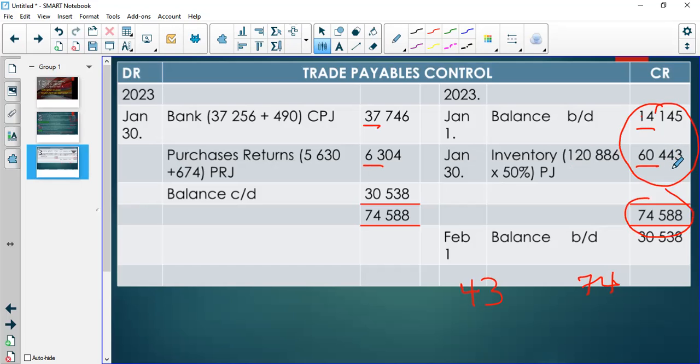So if you add that 14145 plus 60443, I get 74588. Then on the debit side, I get 37746 plus 6304. Right. So the difference there is 74588 minus that, so it's 30538. That's the balance carried down. So this is what we currently owe our suppliers.